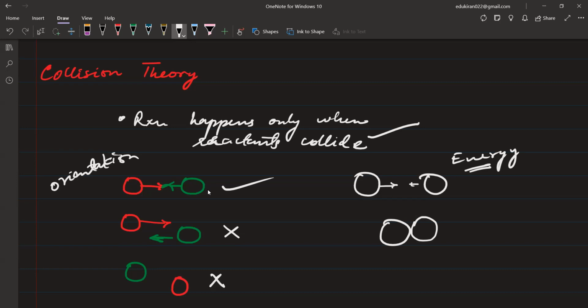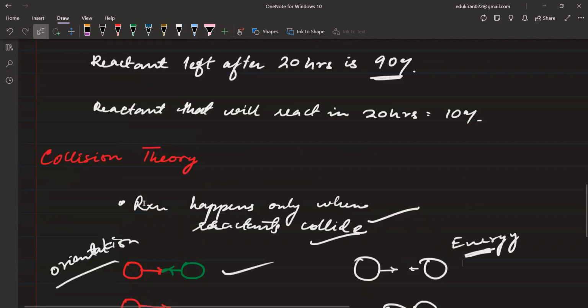Okay, all of you got this? Yes or no? Please tell me about collision theory. Yes. First thing is that reactants should collide in proper orientation and with enough energy. Okay, so we'll write a few points now. Please write with me.